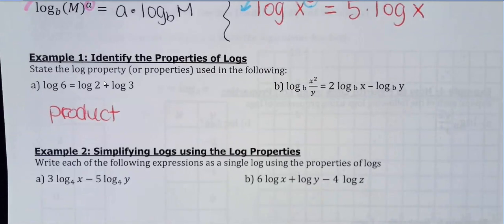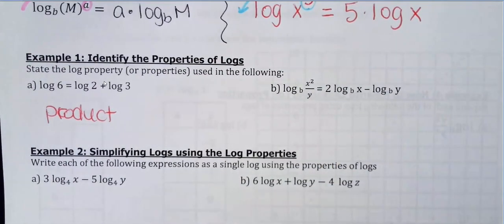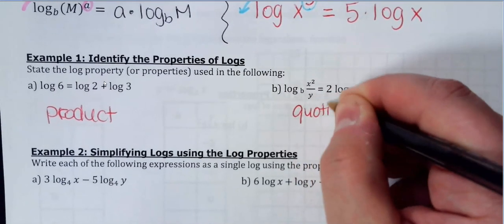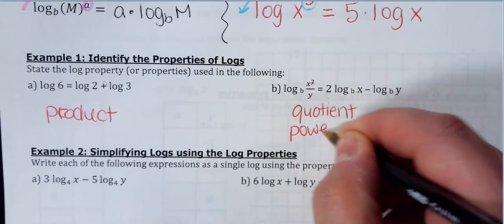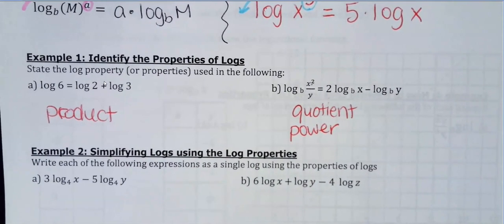The second one, I've got log base b of x squared over y, and that's a true statement. It says 2 times the log base b of x minus the log base b of y. What property or properties are we using to illustrate this sentence? Yep, there is more than one for this. Quotient, that's the subtraction, and then that 2 comes down in front, so quotient and power. So that has 2 properties. That's just identifying.